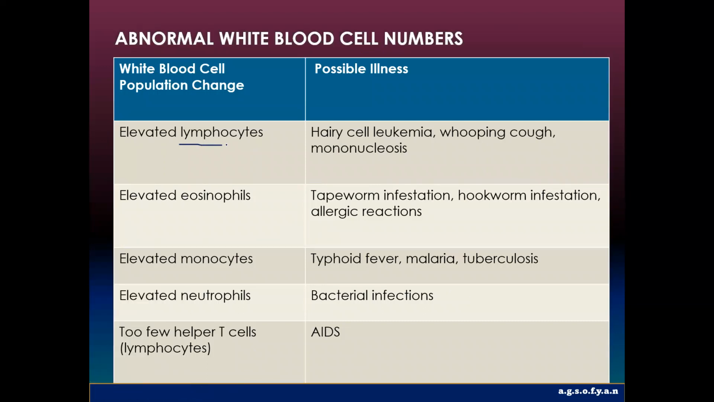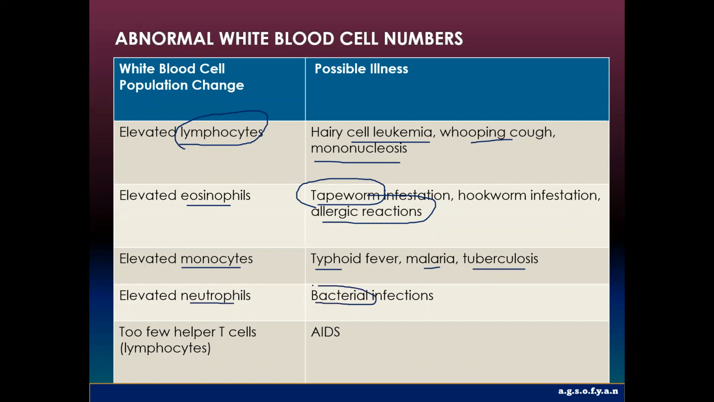Okay, so too much lymphocyte might be a possible cause of leukemia, whooping cough, or mononucleosis. This is a viral infection. Too much eosinophil may indicate infection by a parasite like tapeworm, or maybe an allergic reaction. Too much monocyte may indicate typhoid fever, malaria, or TB. Too much neutrophil is an indication of bacterial infection.